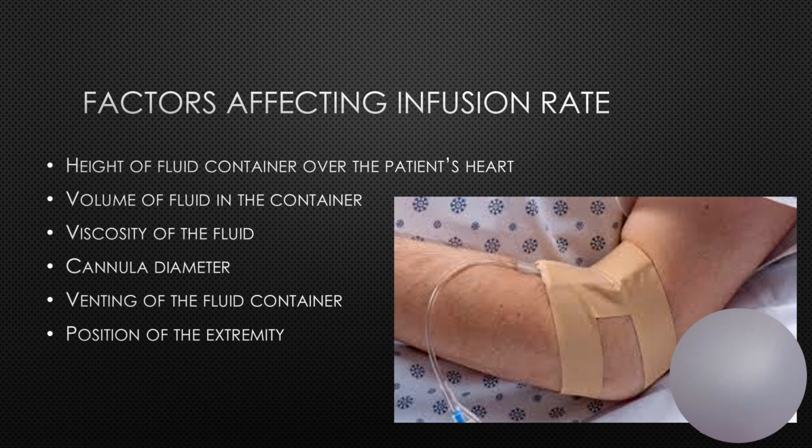The venting of a fluid container: if we have a glass or semi-rigid container, the fluids have to be vented in order to flow appropriately. And the position of the extremity. And remember that if the tip of the IV catheter is next to or in a joint that bends, the flow is going to be significantly affected when that joint is bent.